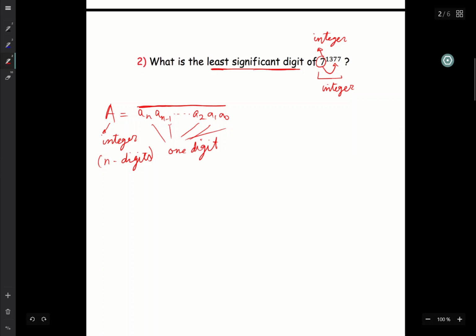Okay, and we already know that when we talk about numbers, it's a decimal number, which means the base here is base 10. So if I expand this, it becomes a_n times 10^n plus a_(n-1) times 10^(n-1), and so on, plus a_1 times 10 plus a_0, right? So this acts like a polynomial p of x, where we substitute x equals 10. Okay?